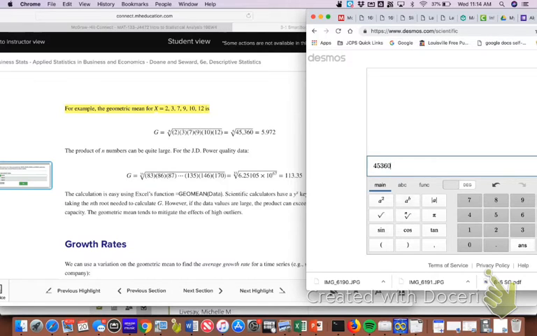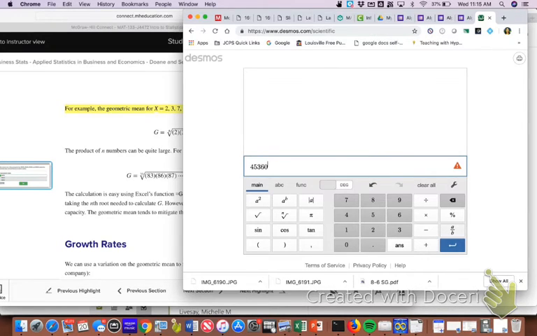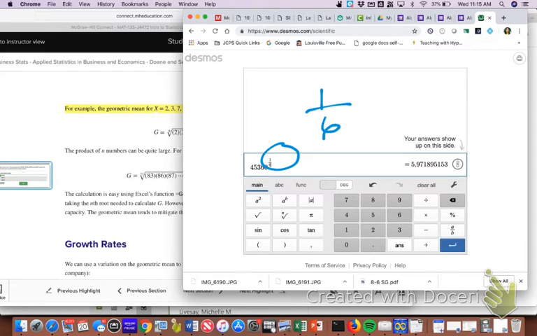You're going to hit this little exponent button right here to raise it to a power. To take the 6th root, you're actually going to make it a fraction, okay? So we're going to hit the fraction button, and we're going to say 1 over 6. Taking the 6th root of 45,360 is the same thing as raising it to the 1/6 power.